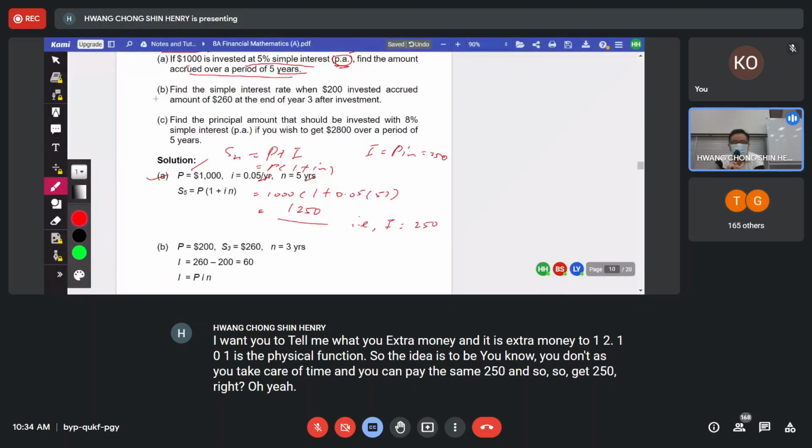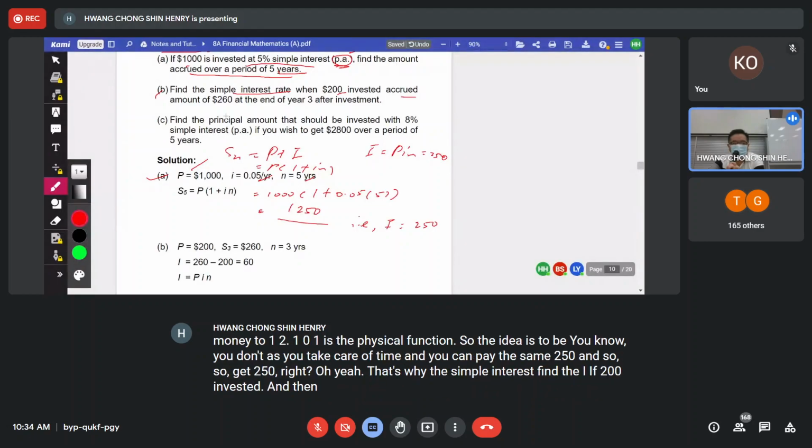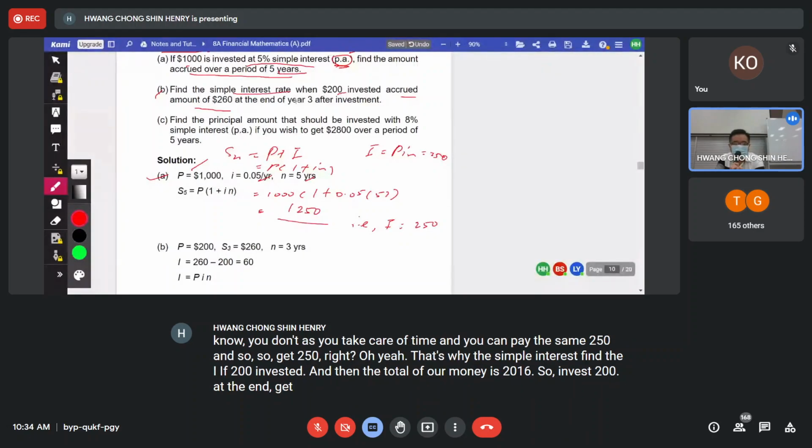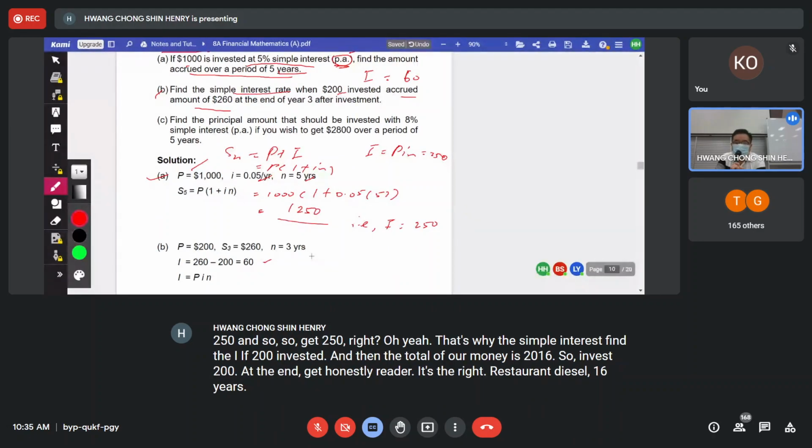Next, find the simple interest. Find the I. If 200 is invested, and then the total amount of money is 260. So invest 200, at the end get 260. What's your dividend? 60, right? You invest 200, you get 260, so 60 is your dividend, the I.